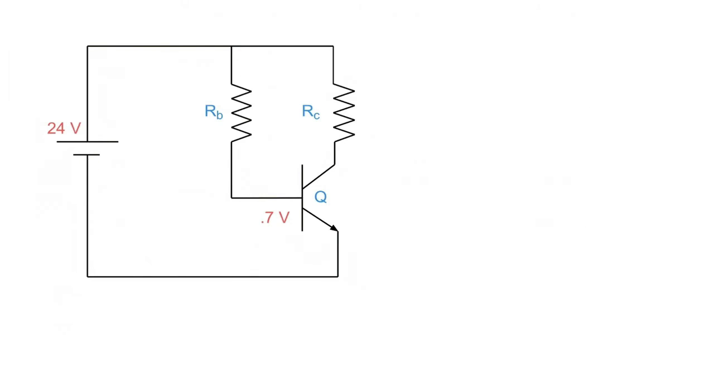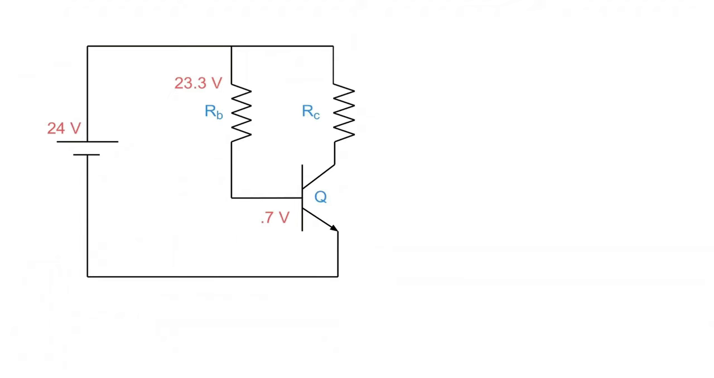Now if we look here, we have a circuit that goes through here over to here. So if I have a 24 volt source and I have a 0.7 volt drop here from the base to emitter, the rest of it must be dropped across RB, which works out to be 23.3 volts.